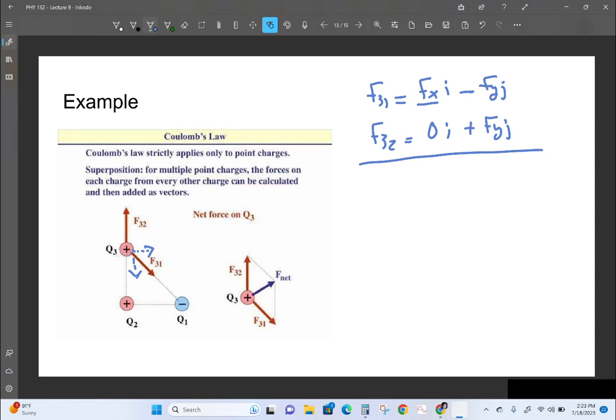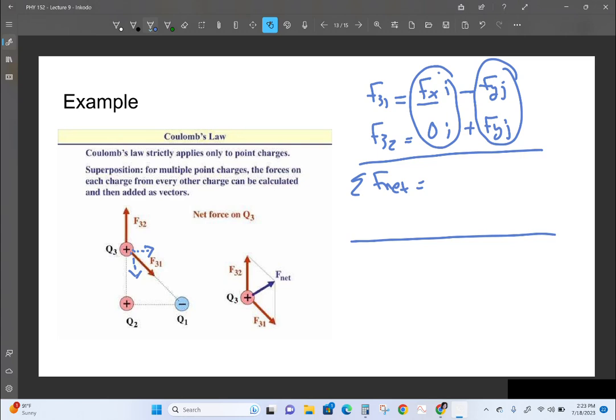So if I want to find the net force, I can then add these two x components to find the i component, or x component, of the resultant. And then I can add these together. One's negative, one's positive, to figure out what the j is for that, or what the y component is. And that's what we're going to be doing.